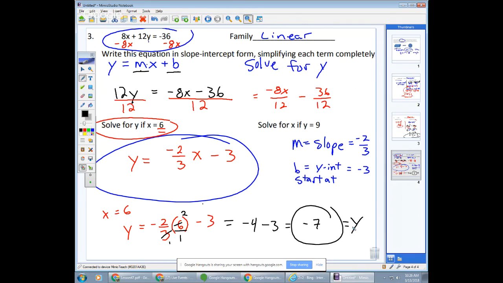Now, for the test, do we have to put it in slope-intercept form like that? Only if I ask you to. If it says, hey, what's the slope-intercept form, then you want to do that. If it just said, here's the equation, plug in 6, you could just plug in 6 directly. Okay. Yeah, you wouldn't need to do that.